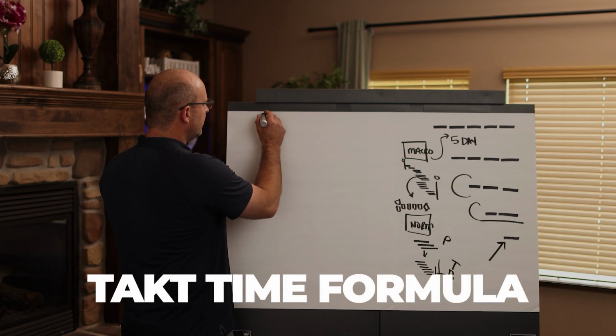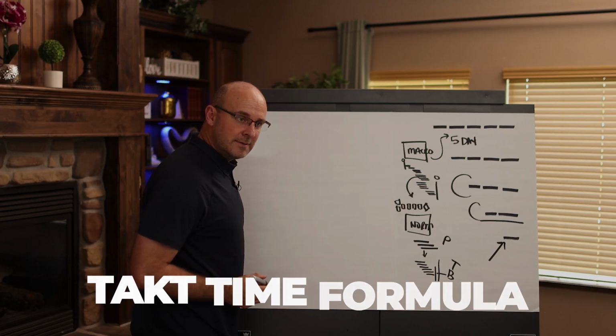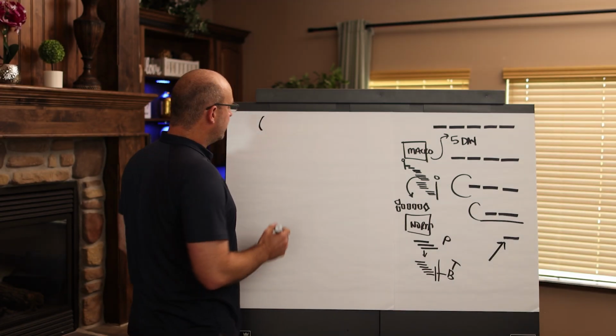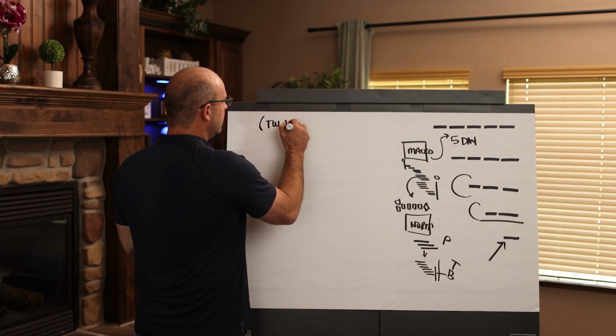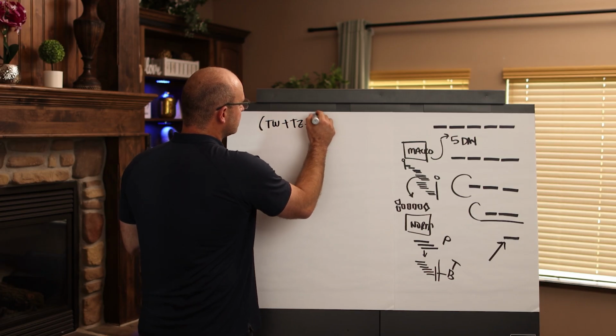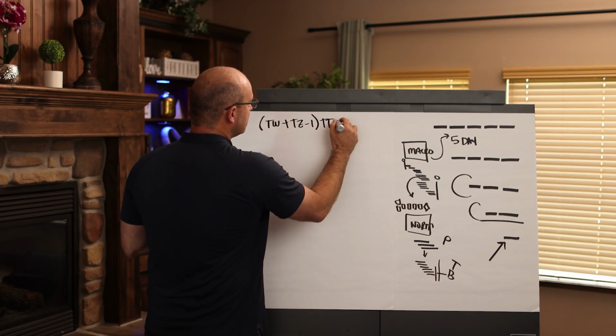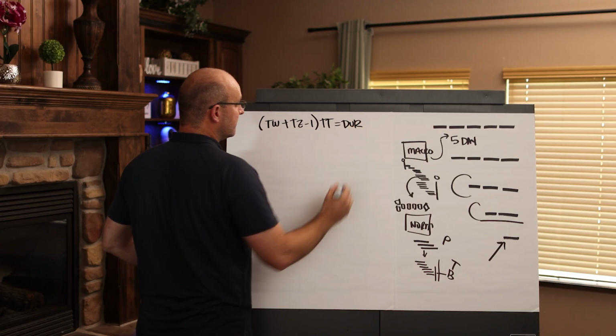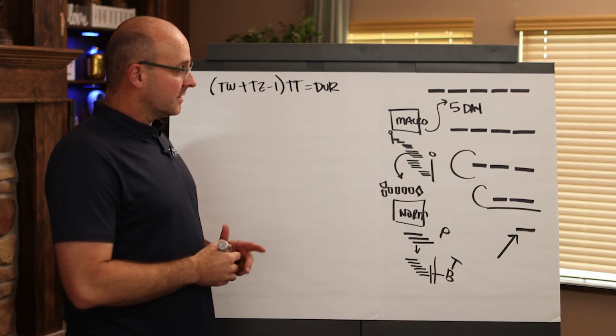The takt time formula, as given to me by Janos Louis and Marco Binniger, is takt wagons plus takt zones minus 1, multiplied by the takt time, equals the duration of the phase, or the train more specifically, and you could also call this your throughput time.